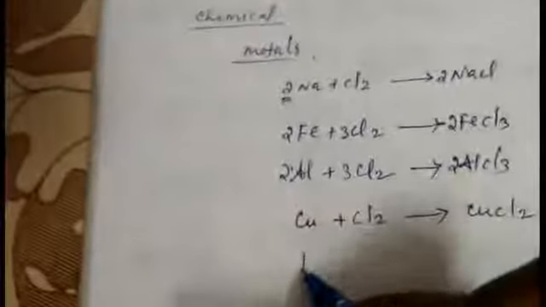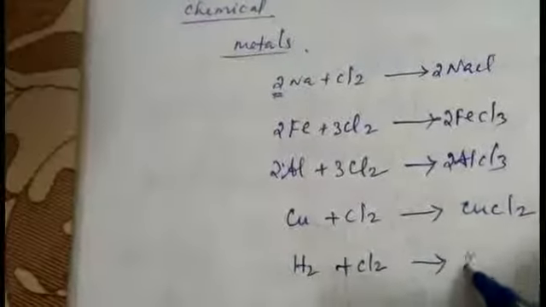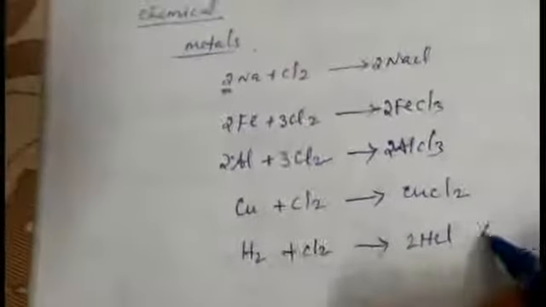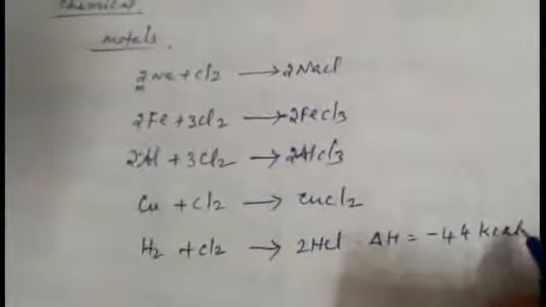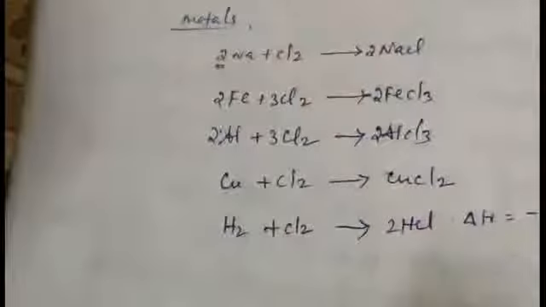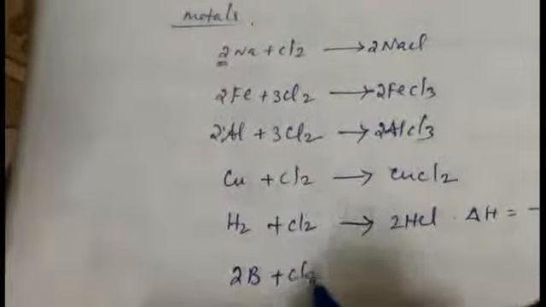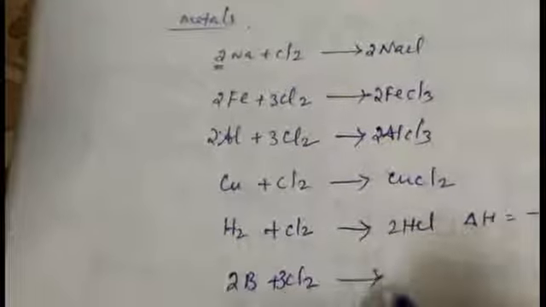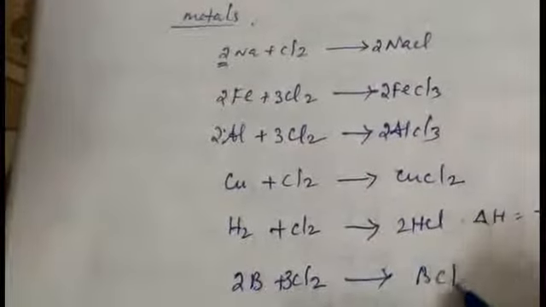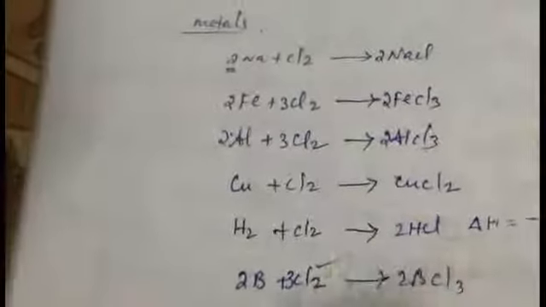So CuCl2. Next, hydrogen reacts with Cl2 to give 2HCl. In this reaction the enthalpy value is minus 44 kilocalories. Next, boron. Boron reacts with chlorine. Boron is trivalent, so write 3 in front of Cl2, giving BCl3. In front of it write 2 for the borons; 2 times 3 is 6 chlorine, balanced.